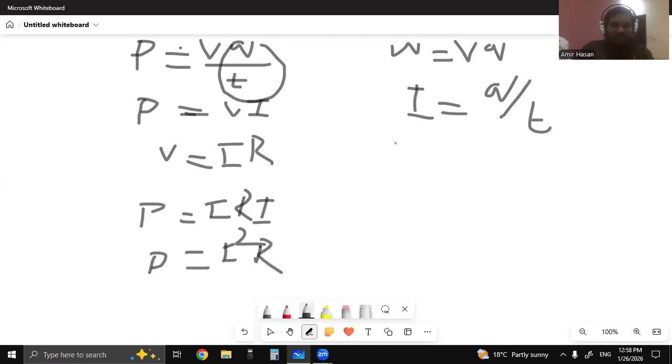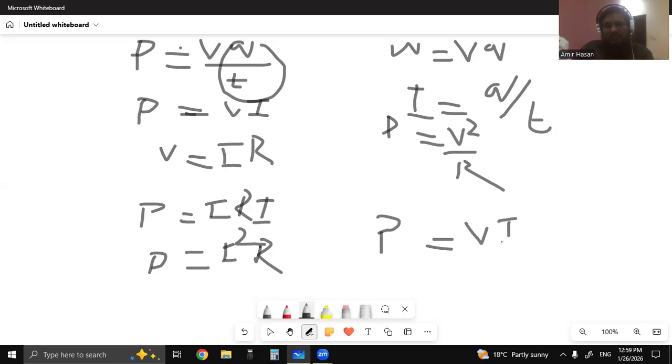When we apply Ohm's law, we derive many other equations like P equal to V square over R. This is also a power formula. And we derive P equal to VIT also. P equal to VIT: V potential difference, I current and time. We can derive it like that.